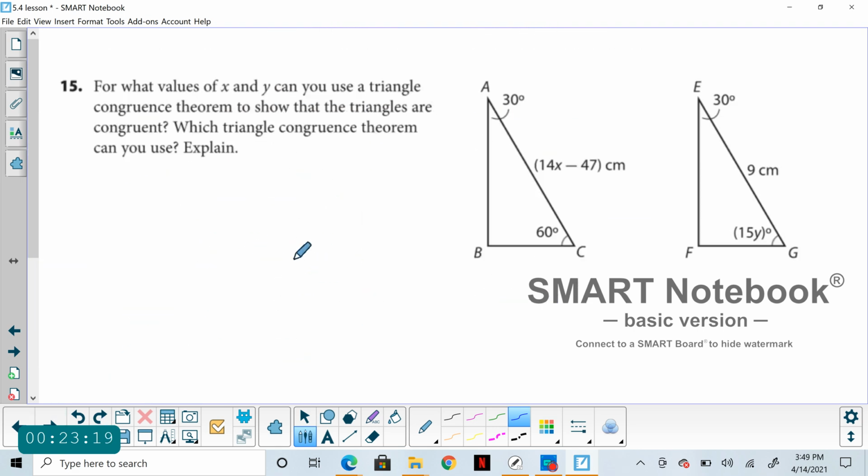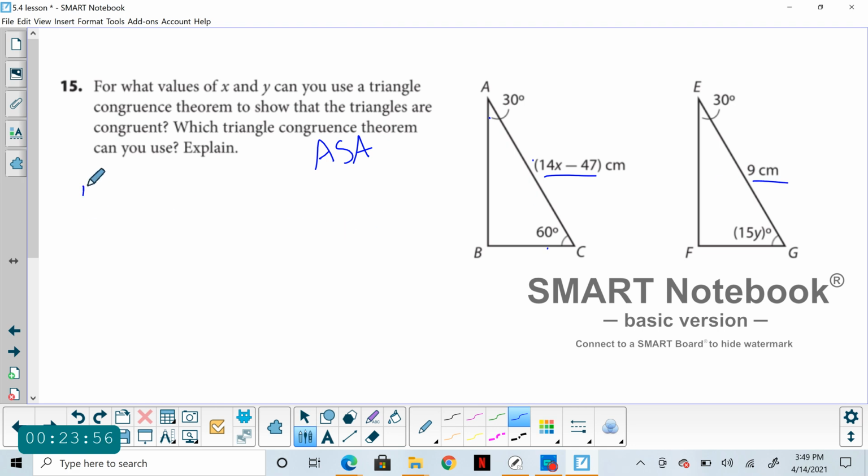Alright, now number 15. We have 2 variables here. For what values of x and y can you use a triangle congruence theorem to show that the triangles are congruent? Which triangle congruence theorem can you use? Well, if they're going to be congruent, then we have an angle, a side, and an angle. So we can use angle, side, angle if our variables make our expressions equal. So our side would have to be equal to the other side.